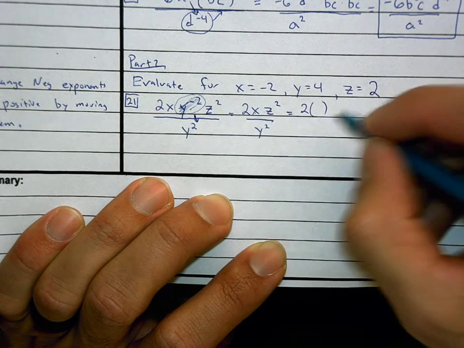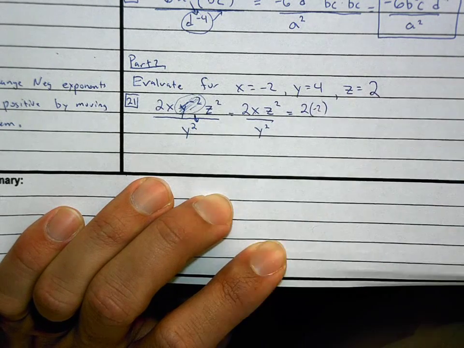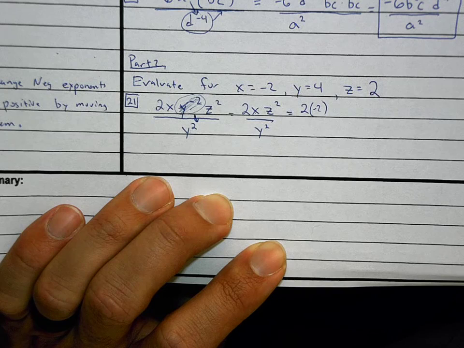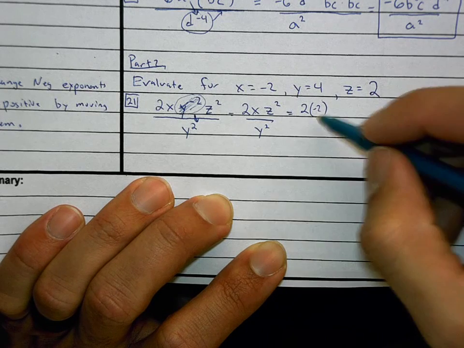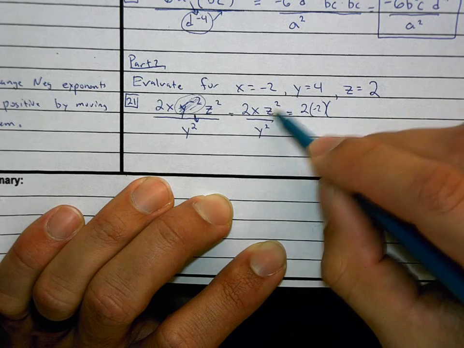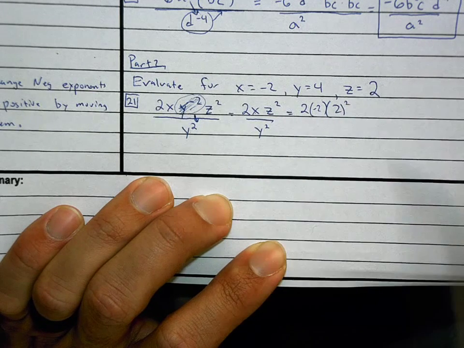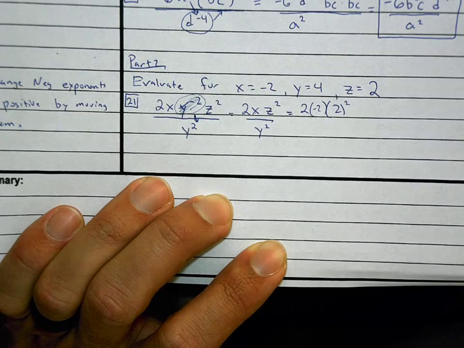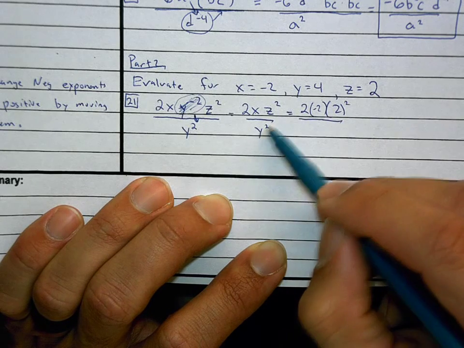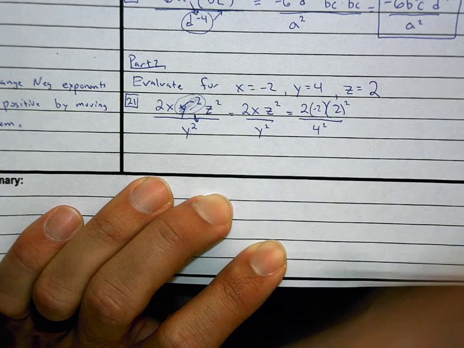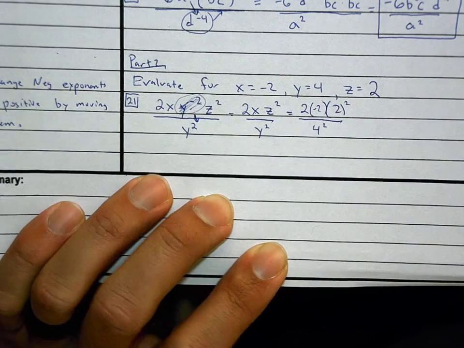Instead of x, I have a negative 2. 2 times negative 2. Instead of z squared, we know that z is 2. Instead of y squared, I know that y is the same thing as 4. And I can simplify this.